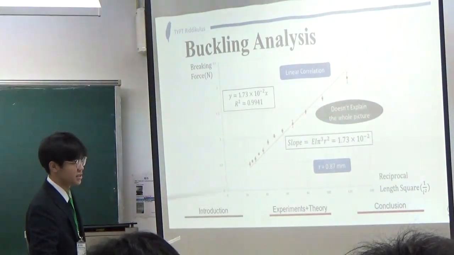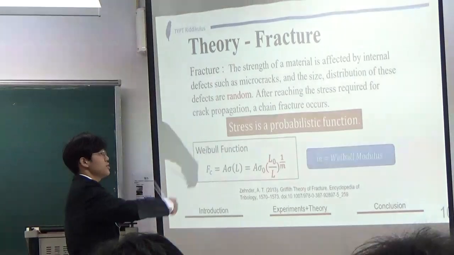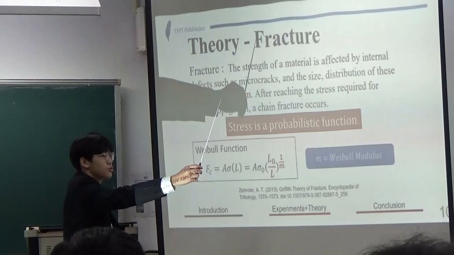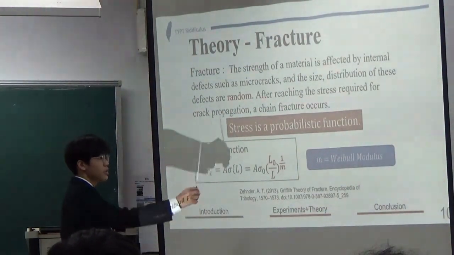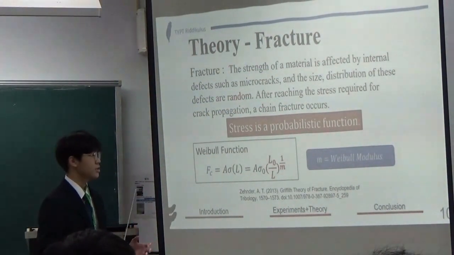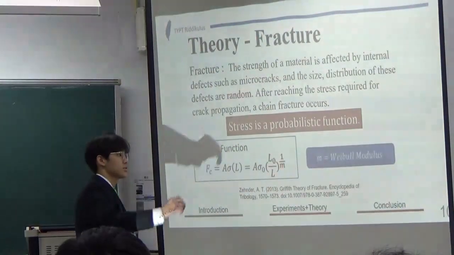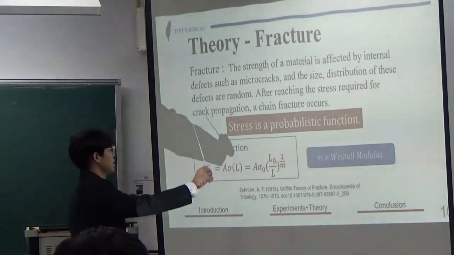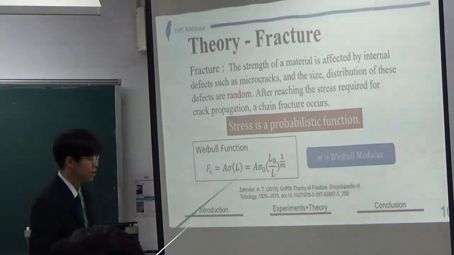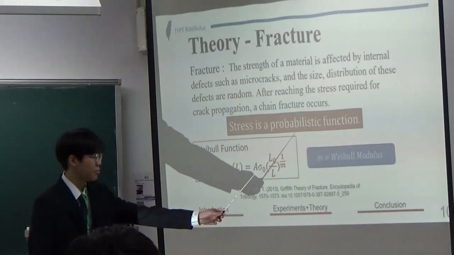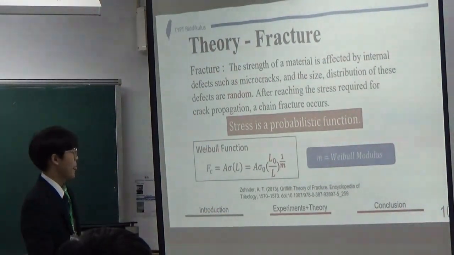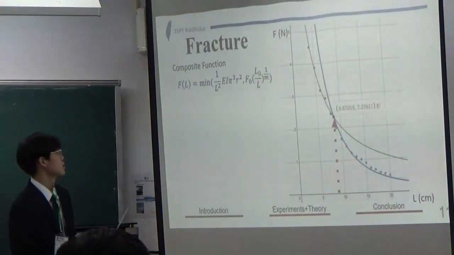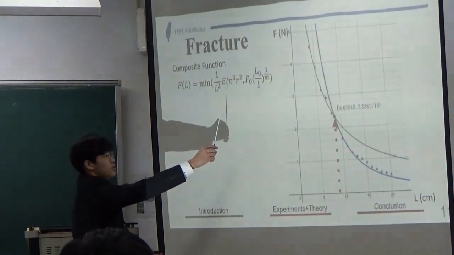So let's come to my second theory. It's called fracture. The strength of a material is affected by internal defects such as cracks, and the size distribution is random. So after reaching a stress required for crack propagation, a fracture occurs. So we can hypothesize that the strength is a probability function because the defects are random. And we need to use our data to simulate the m, which equals the Weibull modulus. And now is our data. Because we need to find the minimum force to break the spaghetti, we need to pick the smaller one between these two equations.